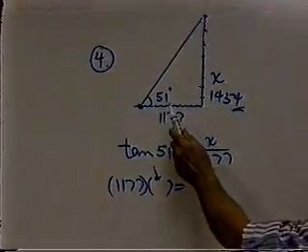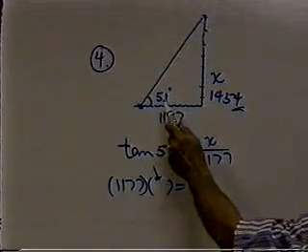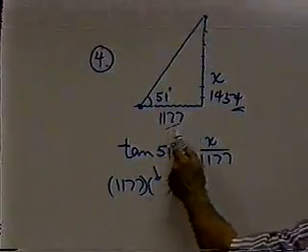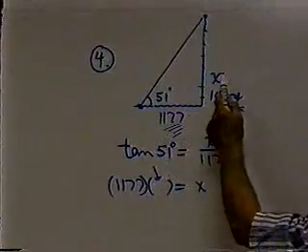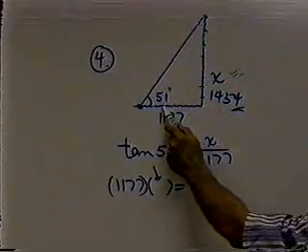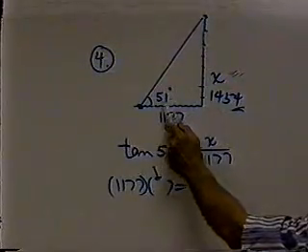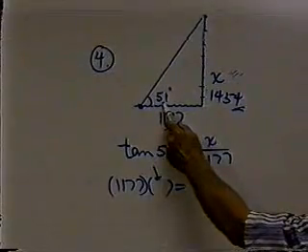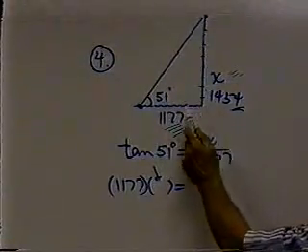The tangent of 45 degrees is 1. At 45 degrees, if this side is 1177, this will be 1177. If this angle is larger than 45 degrees, then this side is going to be larger than this side. If this angle is smaller than 45 degrees, this is going to be smaller than that.